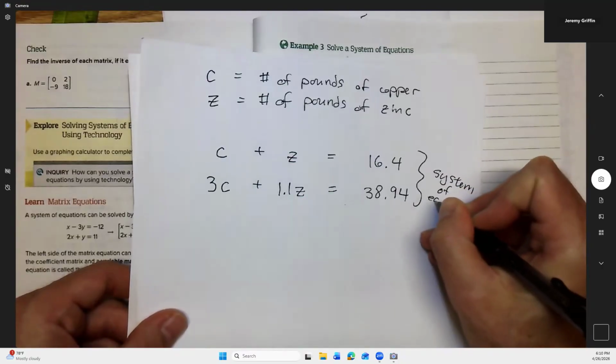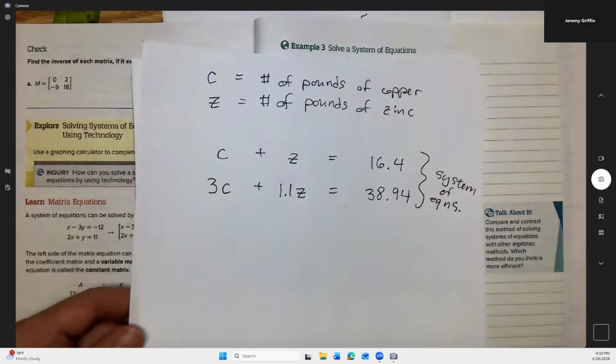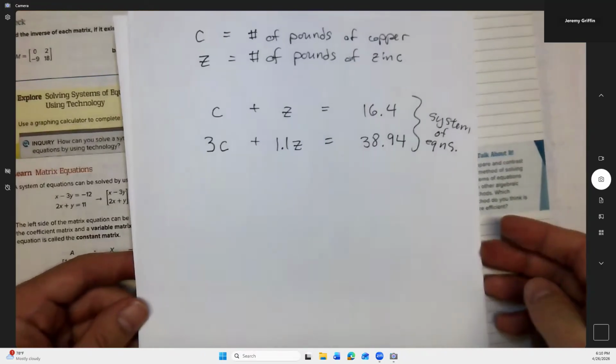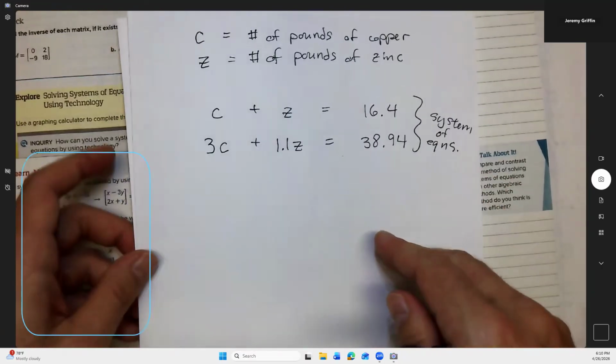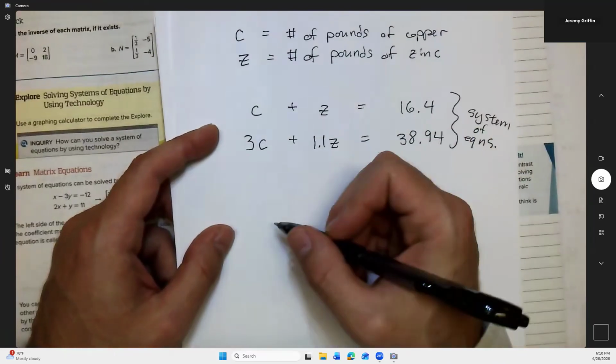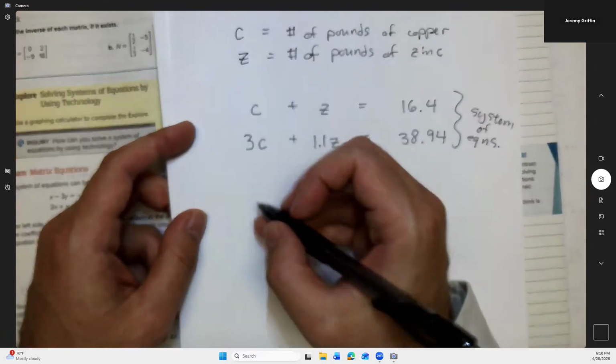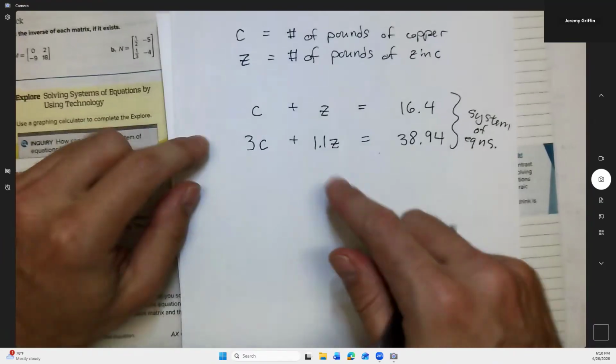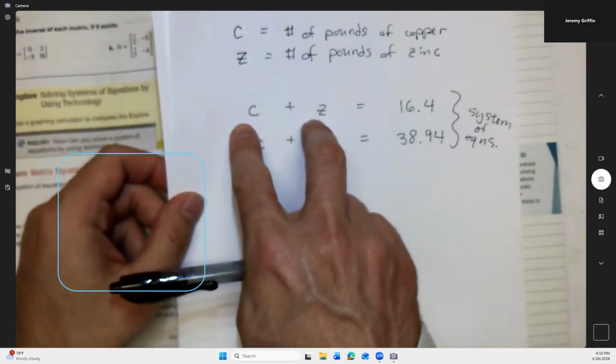of equations. Now, you could go back to old methods. You could use substitution or elimination to solve how much copper, how much zinc. But how could you solve this with a matrix? Somehow I need to, well, watch this, just go with this.